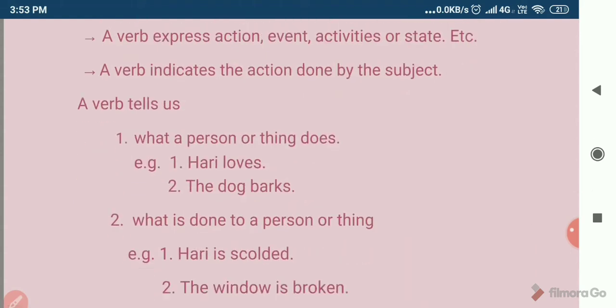Secondly, what is done to a person or a thing is told by the verb. For example, Hari is scolded. So, in this example, the action is done to the subject Hari. The scolding is the action which is done to Hari. The window is broken. So, the breaking action is done to the window.